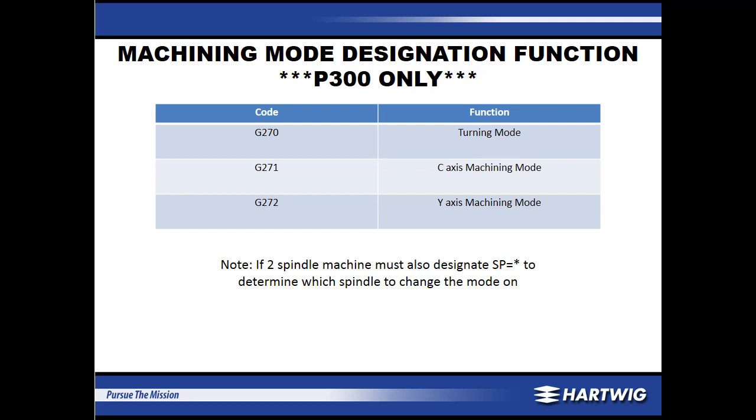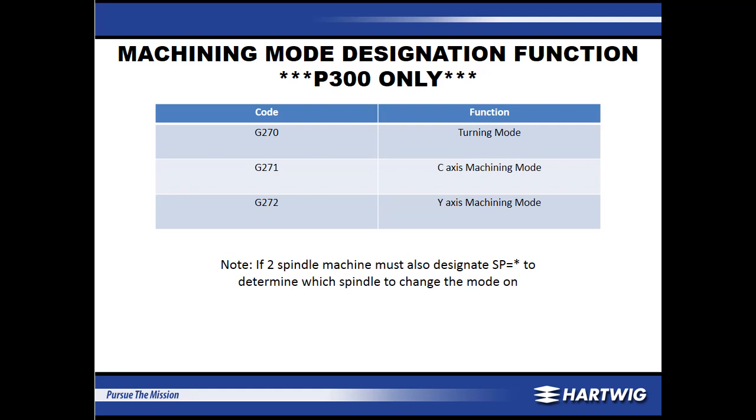G271 is C-axis machining mode, so this will command M110 to engage the C-axis joint, and G136 to cancel y-axis mode. G272 is y-axis machining mode. This will command M110 to engage the C-axis joint and G138 to turn on the y-axis at the same time. It's really nice. Now you only have to remember one code, put it at the top of the block, and the machine is in the mode prepared for you to write your code below.